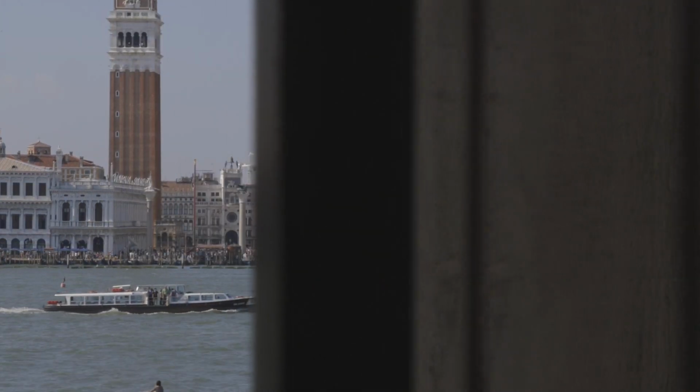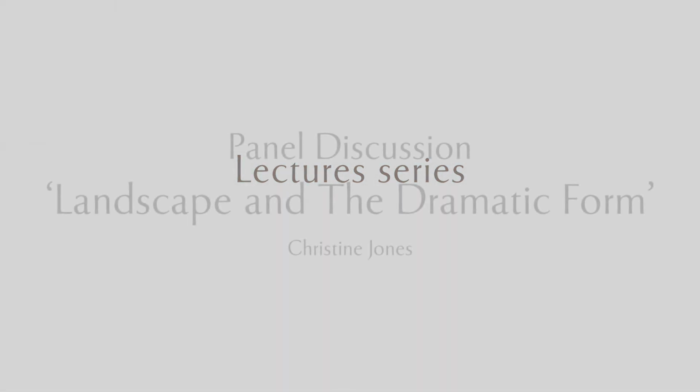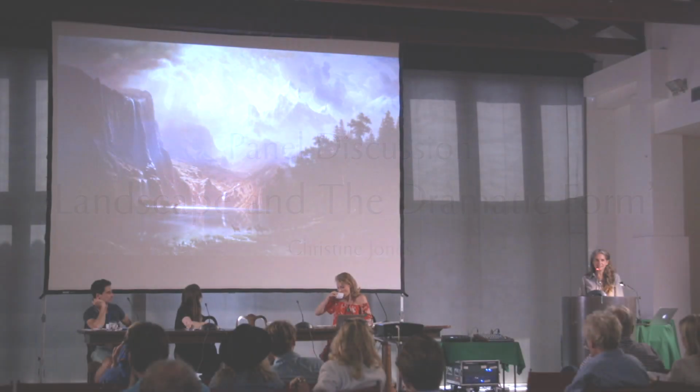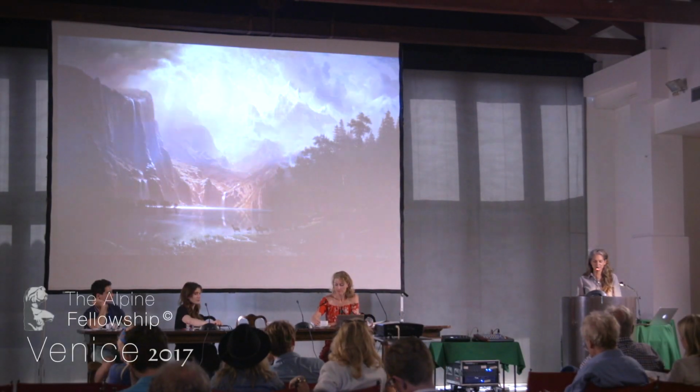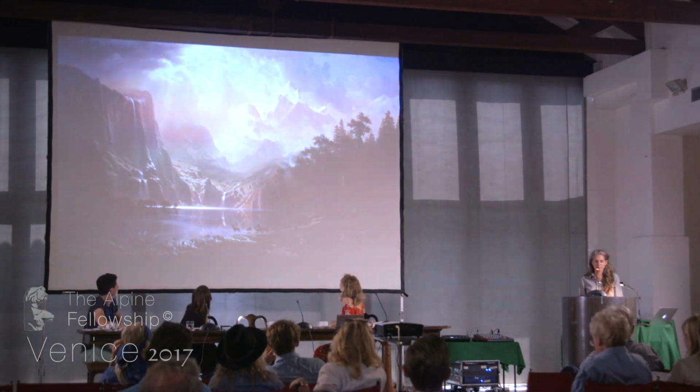So I'm going to be talking about landscape and the dramatic form, I believe, is the topic of our theme today. The word landscape conjures images of nature, majestic mountains, ecstatic skies, a horizon. Theatrical landscapes are the opposite of natural landscapes. They are artificially inseminated environments made by mortals.